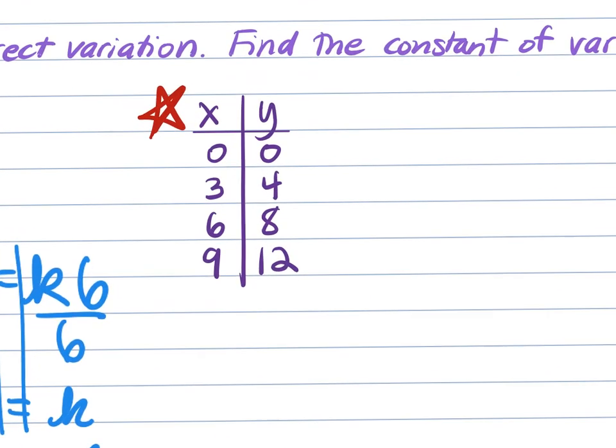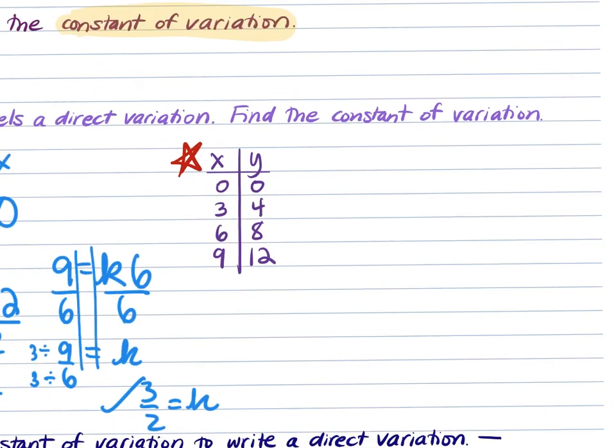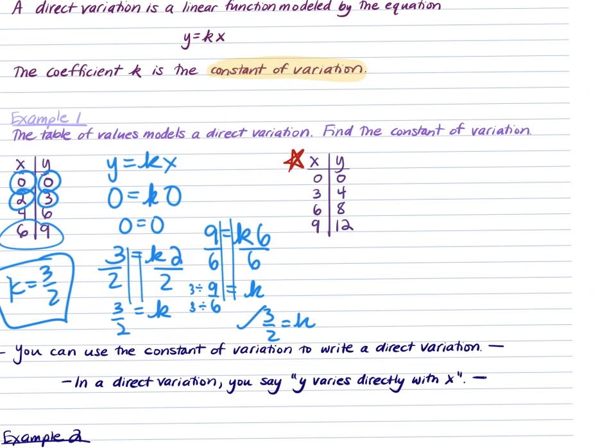Okay, so try this one on your own. Push pause in the video. Set up your direct variation formula, this y equals k times x, and then see if you can figure out what the constant of variation is.